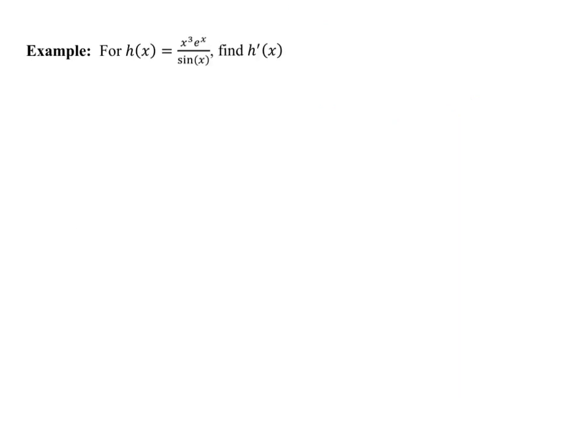So here's the last example that I have. And if you haven't tried some of the other ones on your own, make sure you try this one on your own. The big piece of advice here, I would say, is please, please, please watch your parentheses. It's going to end up being really, really important. So my high function here is x cubed e to the x. My low function is sine x.